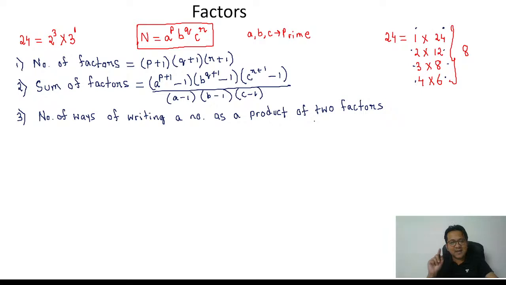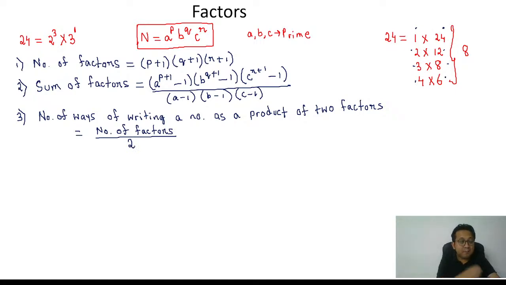In how many ways can you write 24 as a product of two factors? 4. Very easy. Yes. So how do you write? The number of ways of writing a number as a product of two factors is nothing but the number of factors divided by 2.